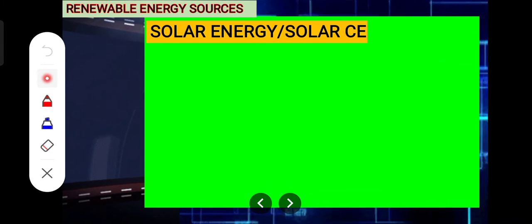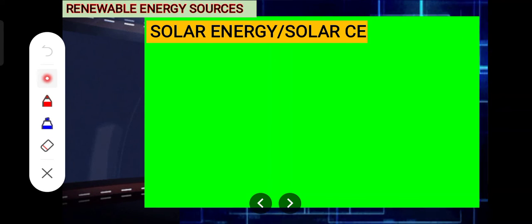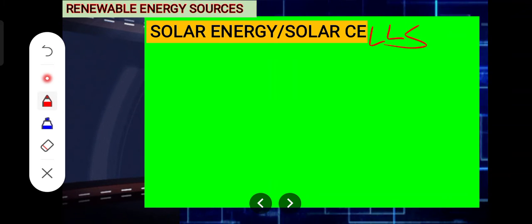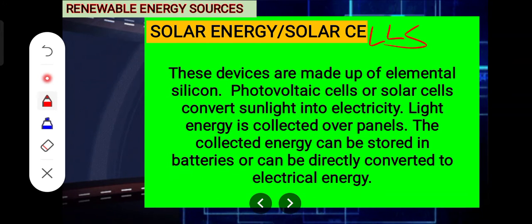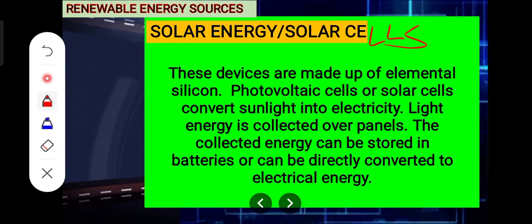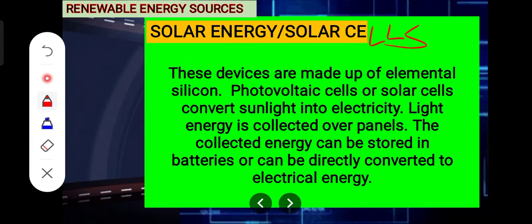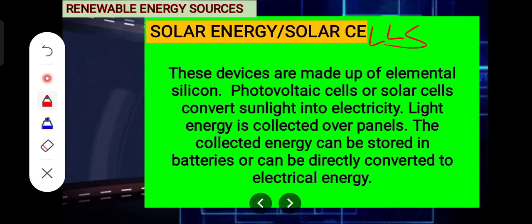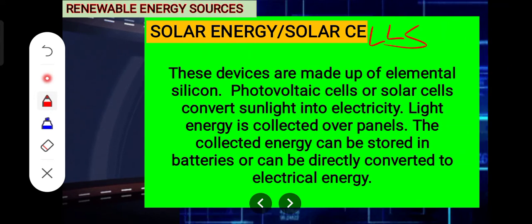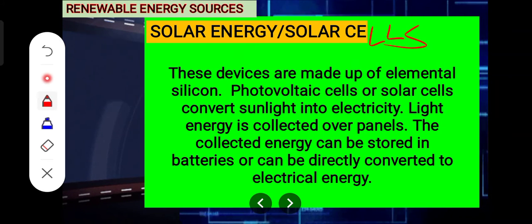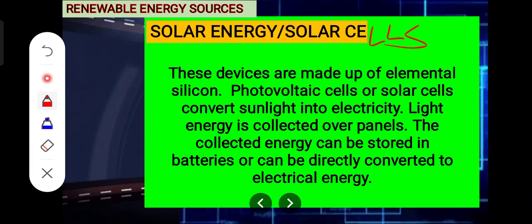Next, we have here the solar energy or solar cells. So these are devices that are made up of elemental silicon. Photovoltaic cells or solar cells convert sunlight into electricity. Light energy is collected over these panels. The collected energy can be stored in a battery or can be directly converted to electrical energy.